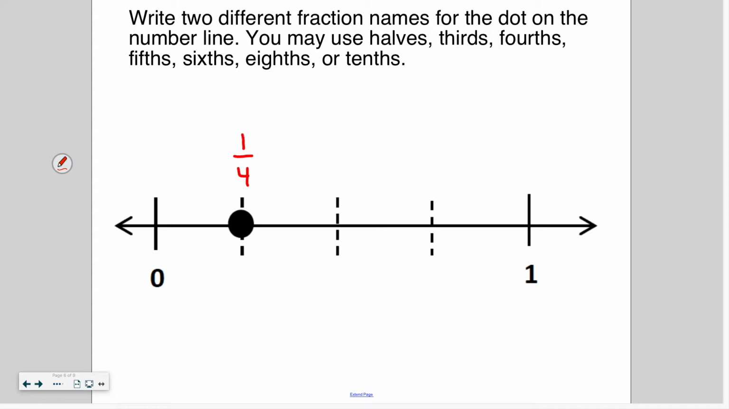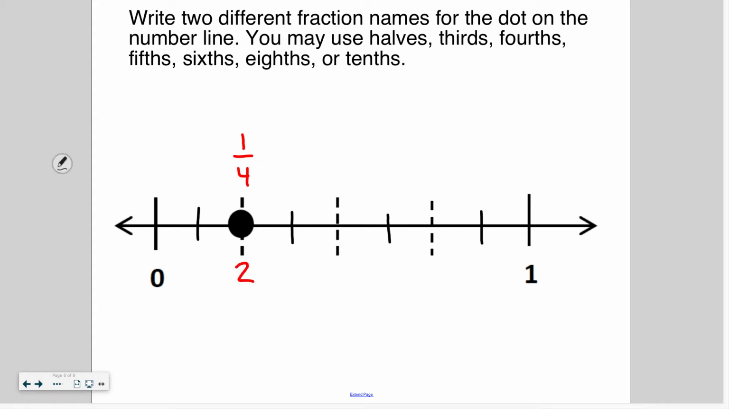I want to find a fraction that is equivalent to this fraction and would also end up on this point in the number line. The easiest way to do this would be to split this number line to make even smaller parts and make a new fraction. So I'm going to split all these fourths in half. And I now have 1, 2, 3, 4, 5, 6, 7, 8 parts, which means this now represents eighths.